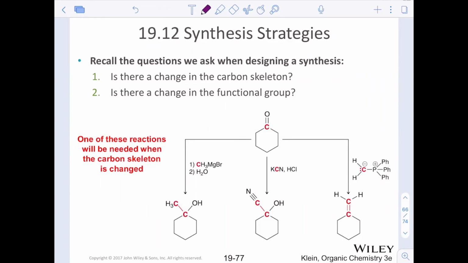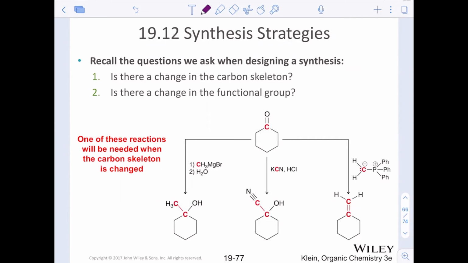Last up in this chapter is synthetic strategies. We're going to practice with trying to do all of these reactions together. Now, the biggest thing that we can think about in this chapter and what's new to add to our toolbox is that we have new carbon nucleophiles, and those carbon nucleophiles are super important in changing the carbon skeleton.